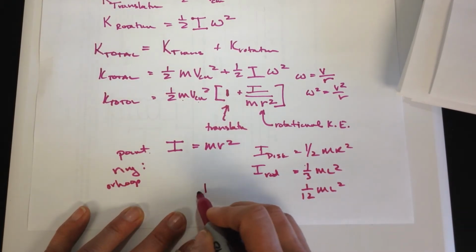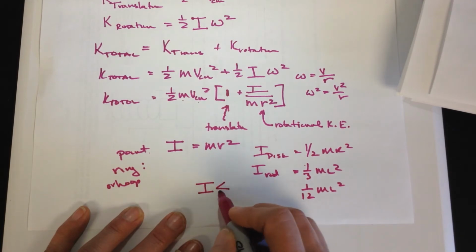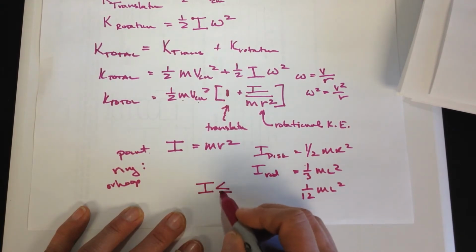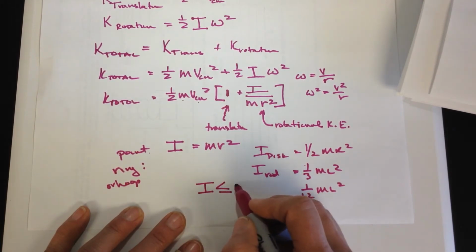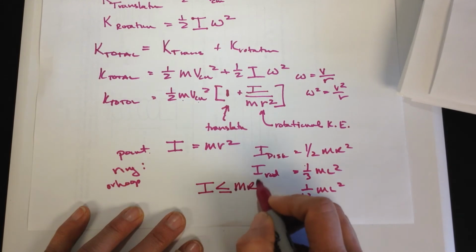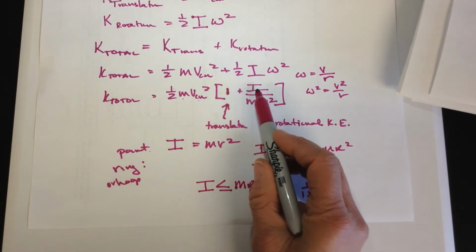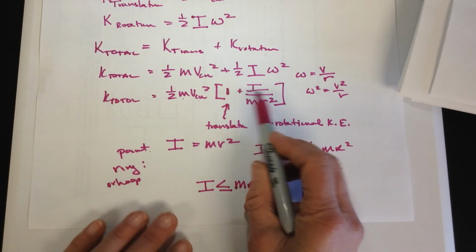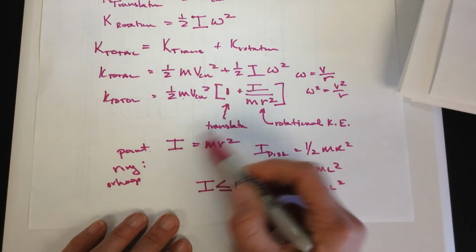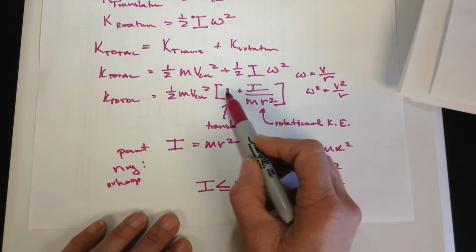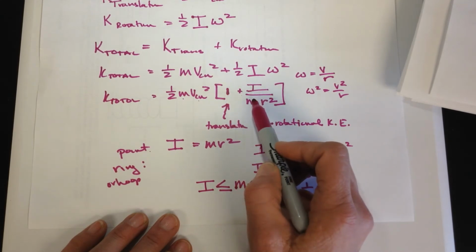So we can see this condition that our moment of inertia is going to be mostly less than or equal to mr squared. So if we see that our moment of inertia is mr squared, the biggest it's going to be, in the case of a point, a ring, or a hoop, is 1 plus 1, or 2.